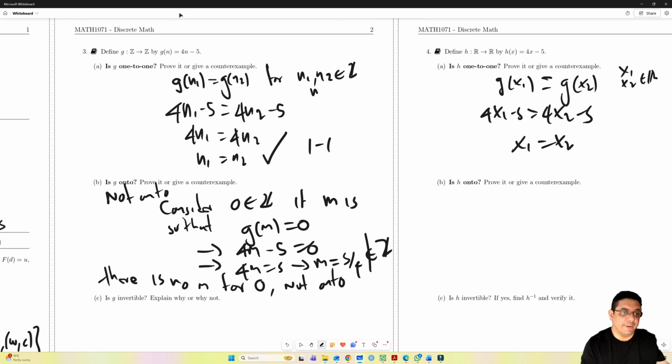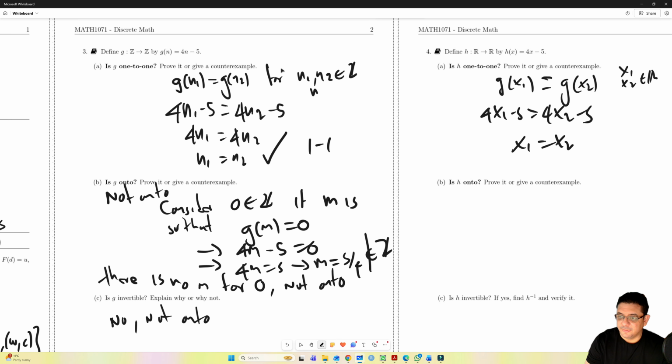Even if I'm arriving at integers, I'm not covering all the integers. And that's the reason why this function is not onto. And so is g invertible? No, because it's not onto. And that is the main reason in here. It's not a bijection. Now, for h, it's a little bit different.